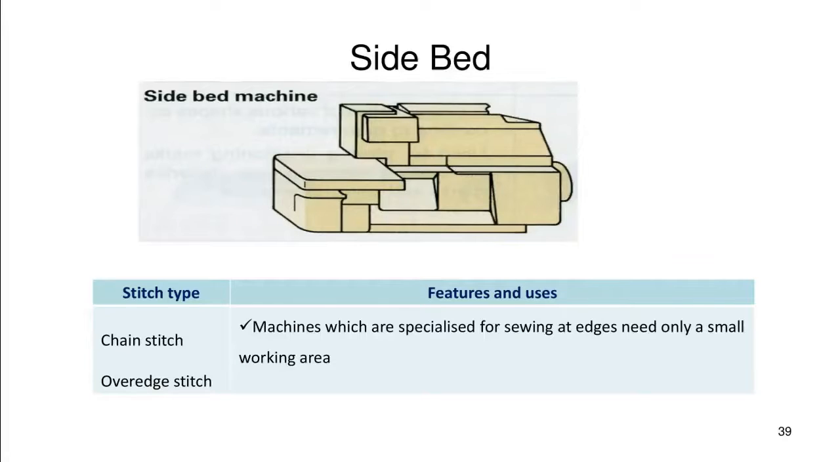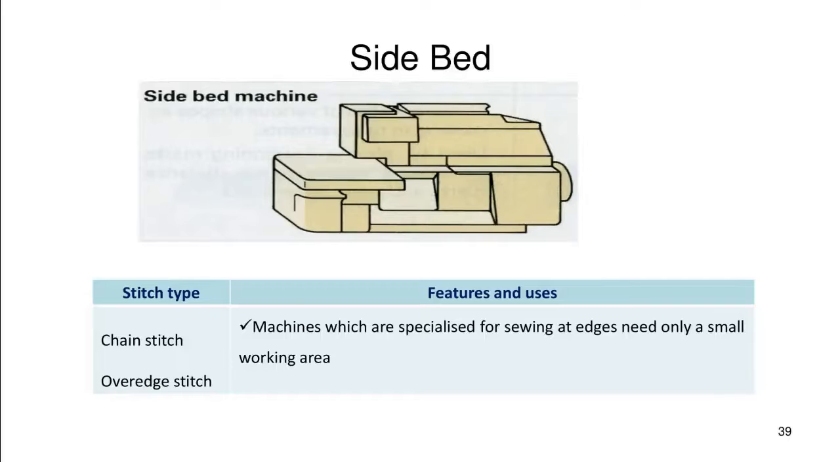We move on to slide number 39, which is the side bed. Side bed machine is very crucial for all kinds of overlock: 3-thread, 4-thread, 5-thread, 6-thread overlock. All these overlocks are done on the side bed. We can do chain stitch, we can do overedge stitch, which is again lock stitch. Machines which are specialized for sewing at edges need only a small working area. That's why, because you are doing the operation only on one side of the garment part or the garment, you just need a very small working area.